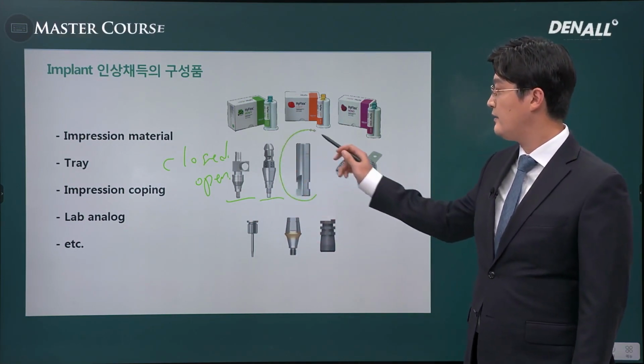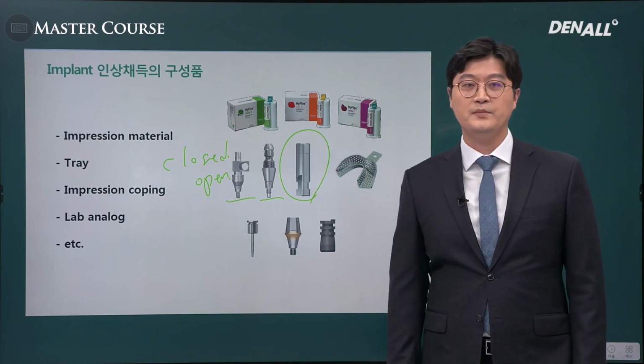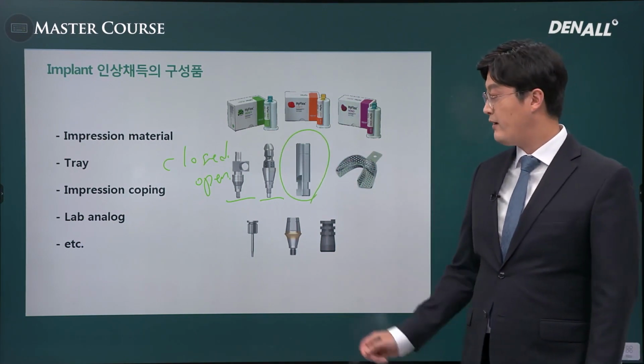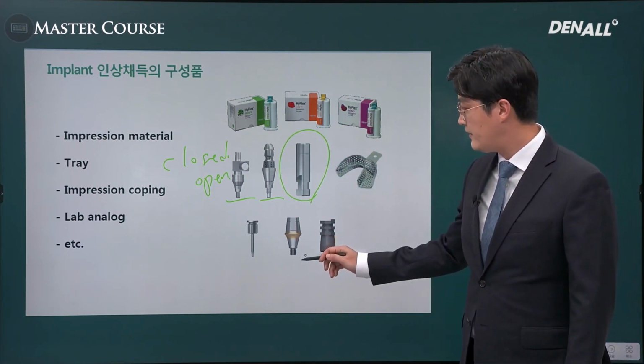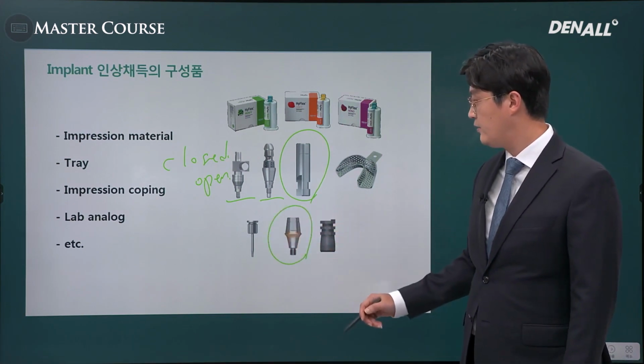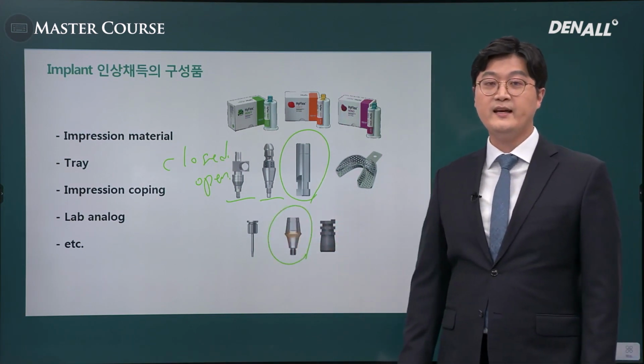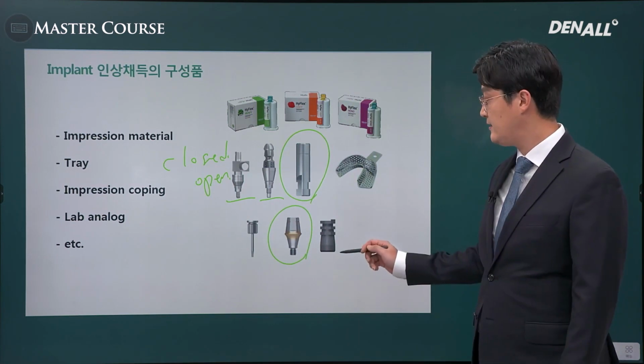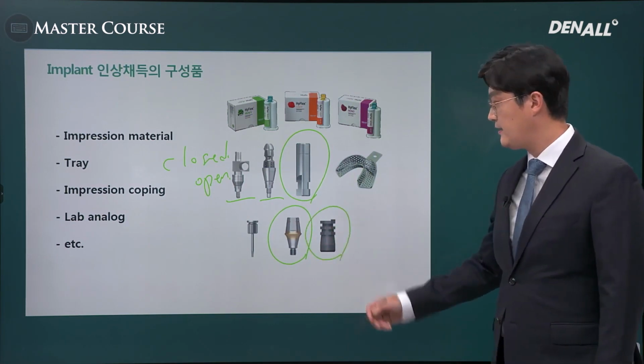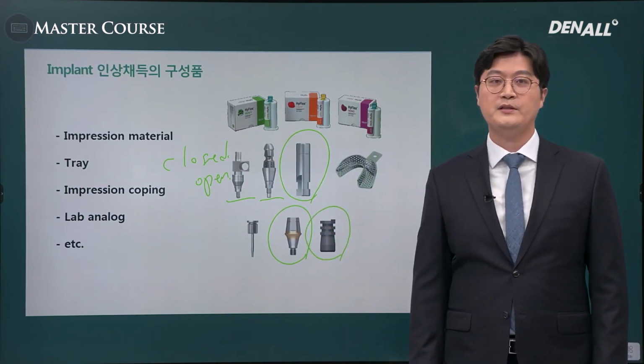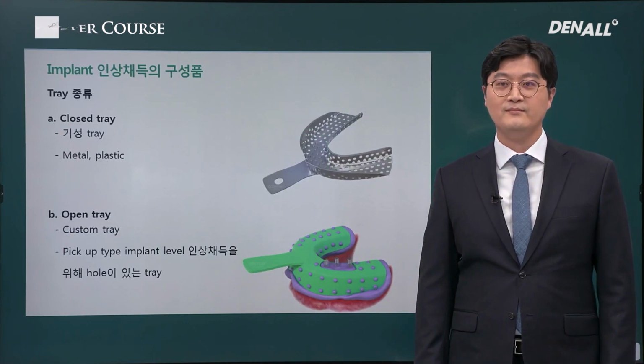And an implant copy, a lab analog, is also necessary. When using a stock abutment, it is needed, and for indirect impression taking, a stock plastic impression coping can be necessary.